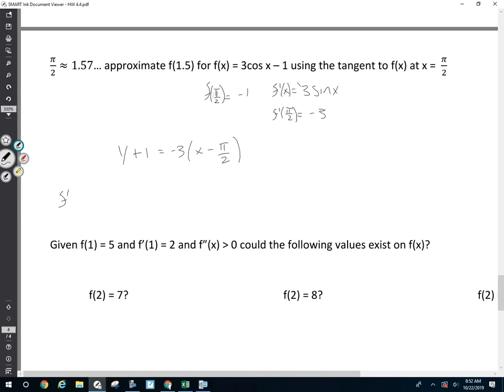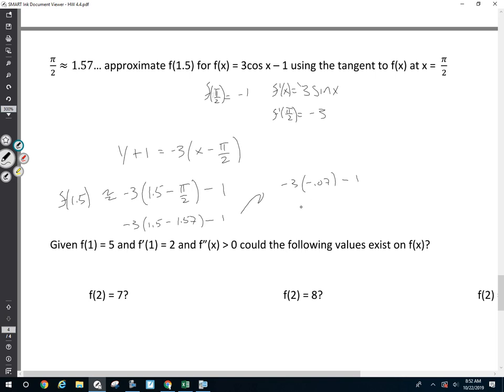Trying to approximate what f of 1.5 is. This is not a great question because I'm using pi. I could say it's 1.57, so this is 0.07 negative. Let's do that, 1.57. So I got -3 times -0.07 minus 1.